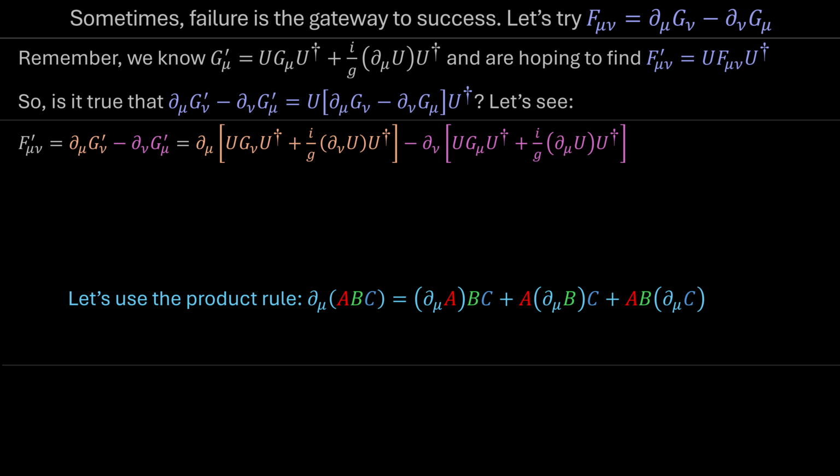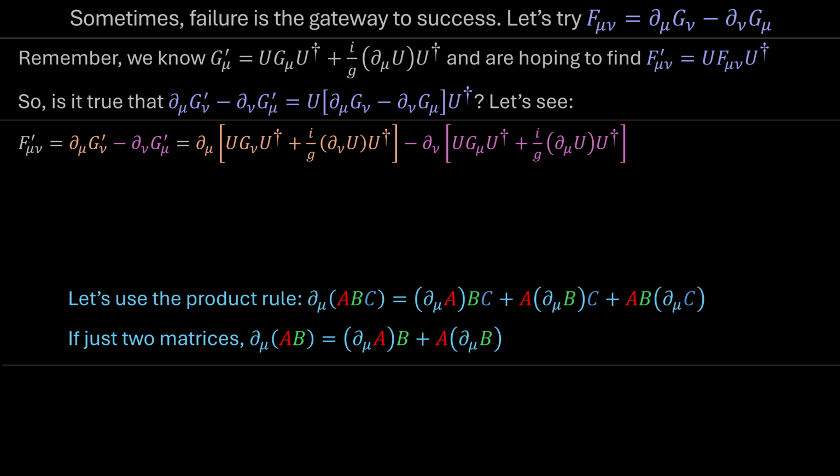All right, so if you want to take the derivative of the product of 3 matrices, say A, B, C, then that's going to be the derivative of A times BC, plus A times the derivative of B times C, plus AB times the derivative of C. And if you just had two matrices, then the derivative of AB is going to be the derivative of A times B plus A times the derivative of B.